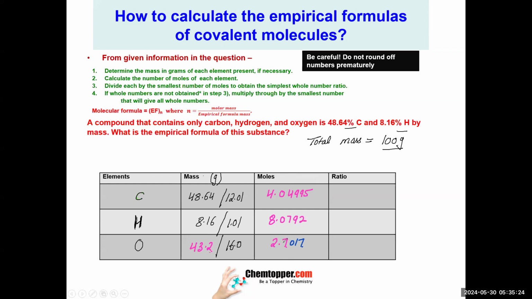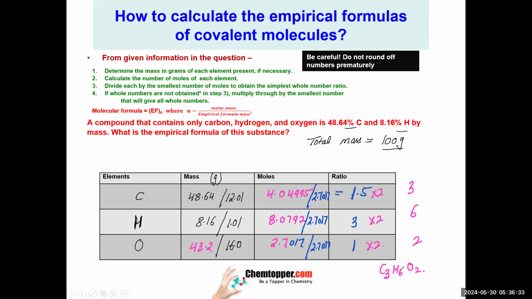Now divide all the moles by this smallest number to get the simplest ratio. This is 1 here. Divide this by 2.7107. Divide this by 2.7017. What's the answer for carbon? Is this 1? What is this? Oh, 1.5. Okay. The other one is 3. And then to make it the whole number ratio, multiply by 2. Then it is 3, 6, 2. So the formula is C3H6O2.